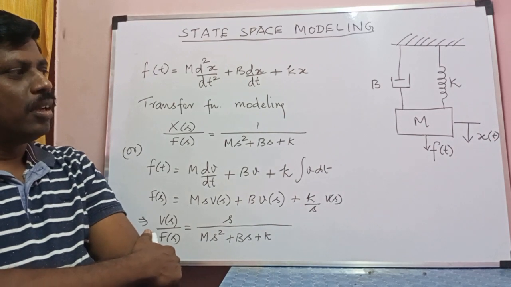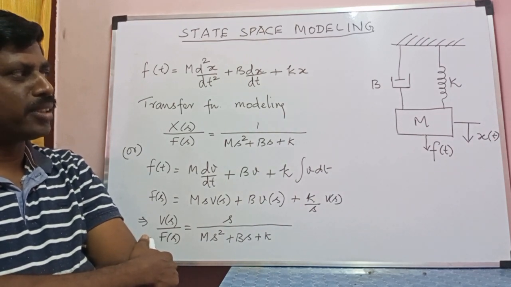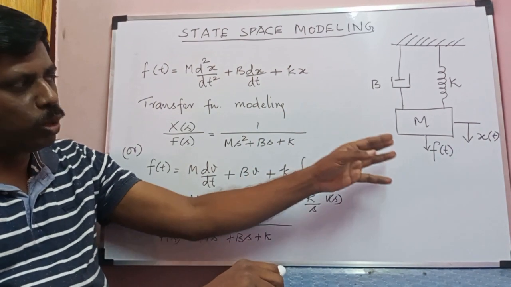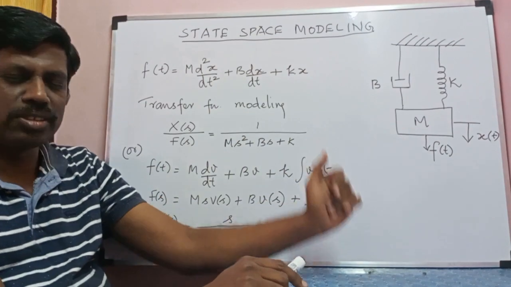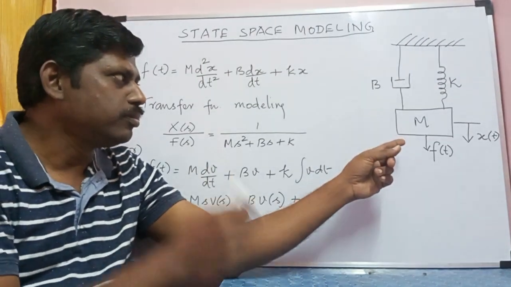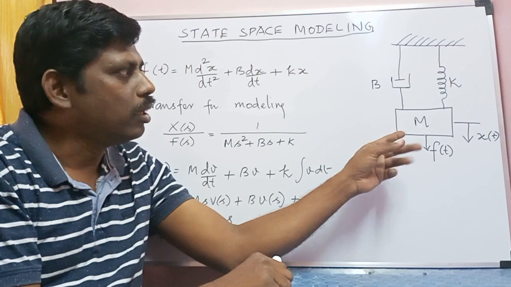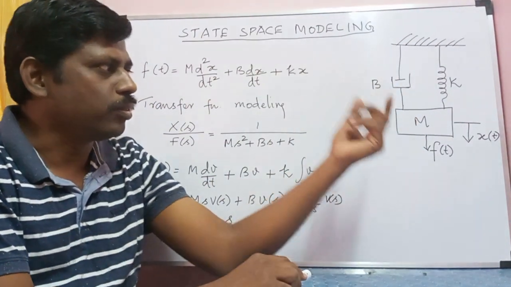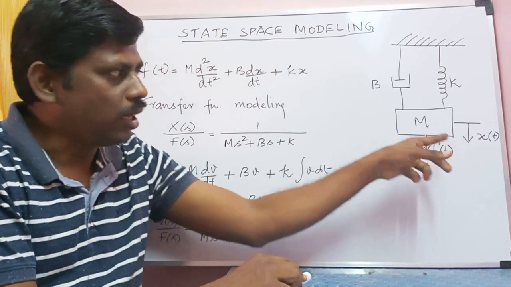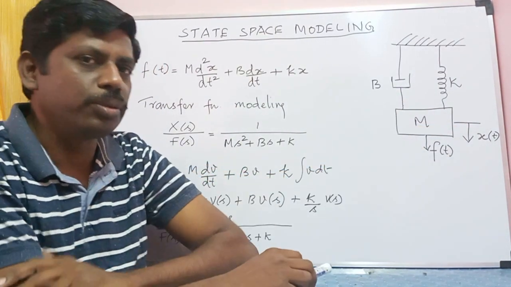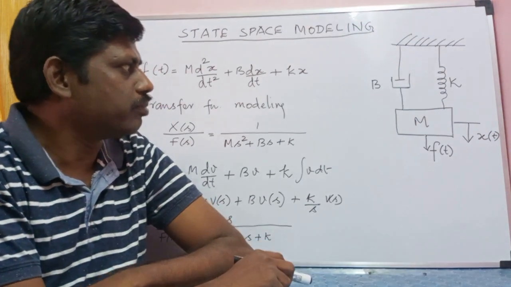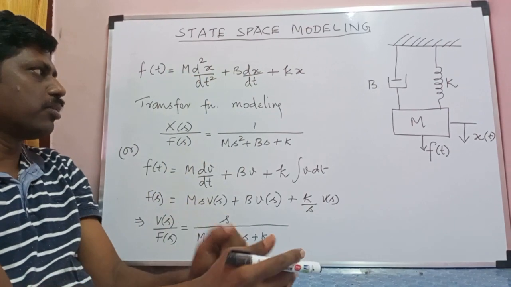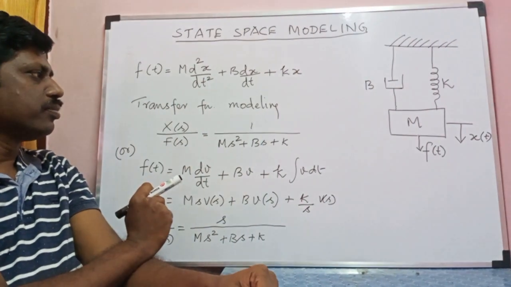Okay, so to understand state space modeling, I have just taken a very well-known mechanical system. This is nothing but a spring balance, or you can call it a mass, spring, and damper system, where a force is applied at this mass and this mass is subjected to a displacement of x of t. And we all know how to model this system, and this is the differential equation representing the system.